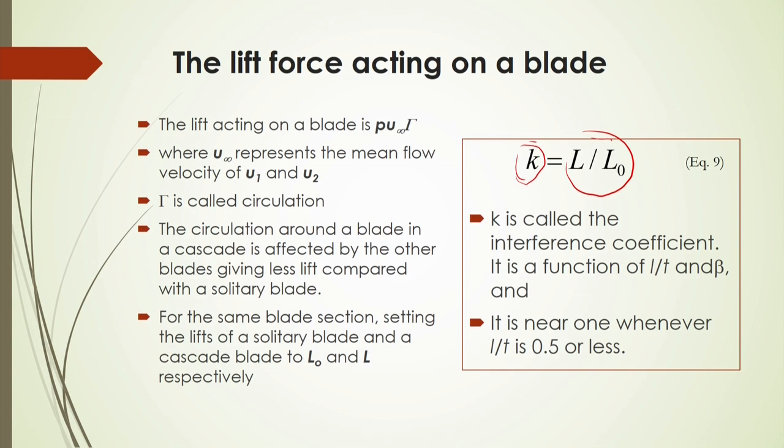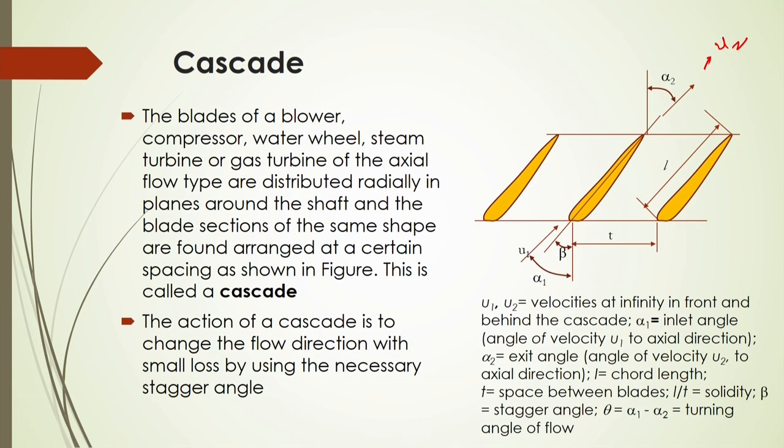So, this interference coefficient is important to design the blade angle, and also for the cascade type, and to decide what the positions of the blades should be based on the thickness as well as the chord length, and based on the velocity, how it will be calculated and designed here.